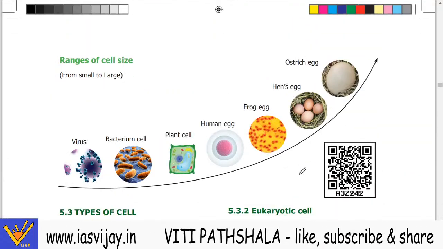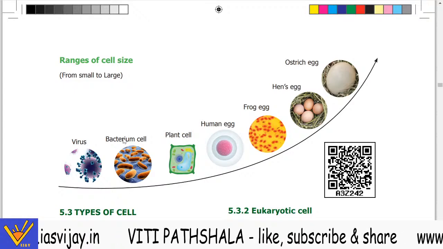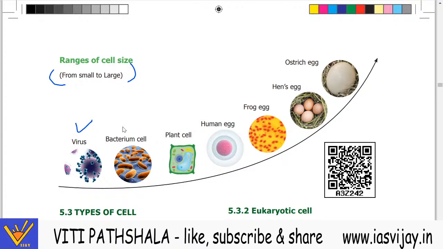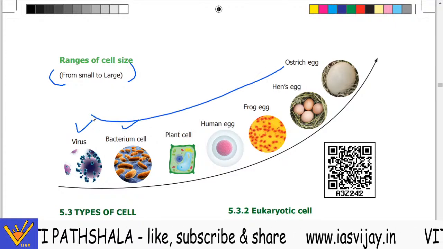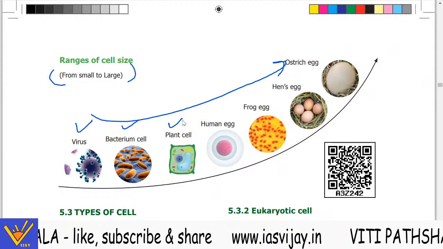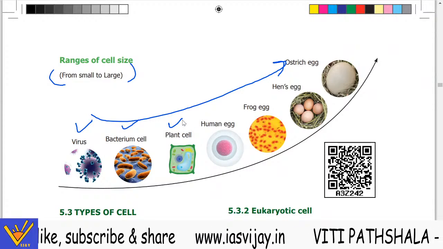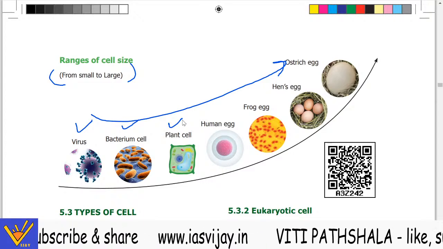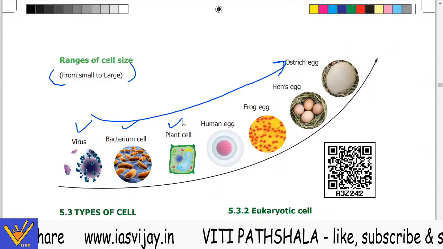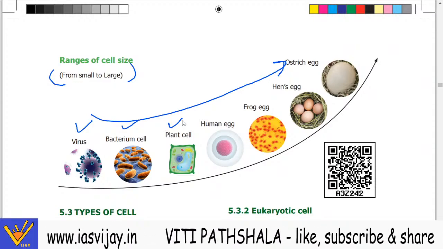Now, ranges of the cell size. From small to large, the virus is the smallest, then comes the bacteria, so this is in increasing order. Then the plant cell, then the human egg, then the frog egg, then comes the hen's egg and the ostrich egg. So these are the ranges of cell size you will find here.